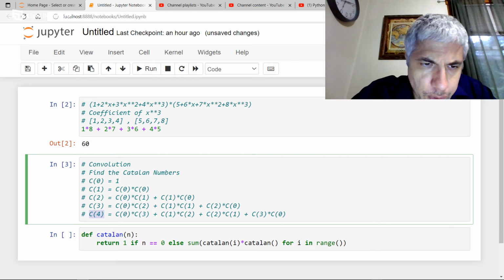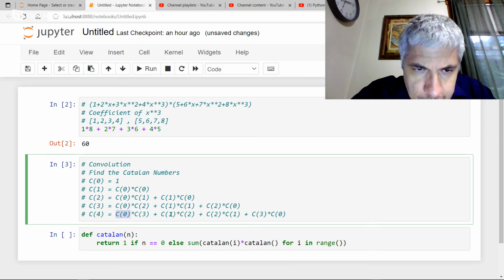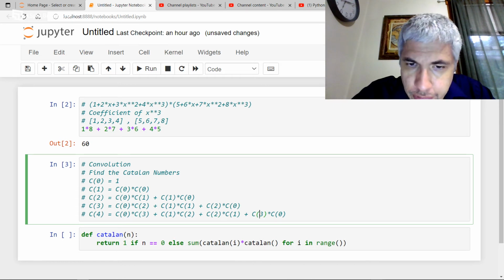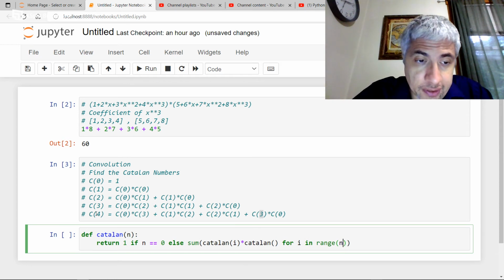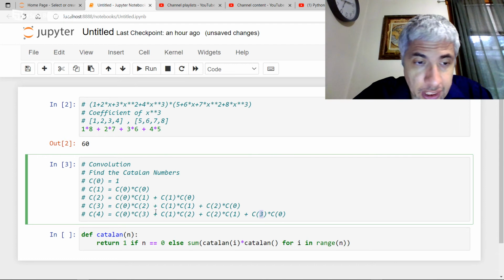In order to get the 4th Catalan number, I want the terms on the left to go from 0 to 3. So 0 is fine. They all start with 0, so I only need one number in my range. So I can just let that be range n, because it doesn't include n, so this is going to go all the way up to n minus 1. So in order to get C4, it's going to go up to 3. To get C3, it's going to go up to 2. So in each case, it's going to go up to n minus 1.